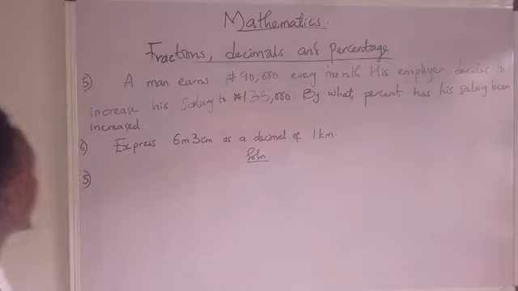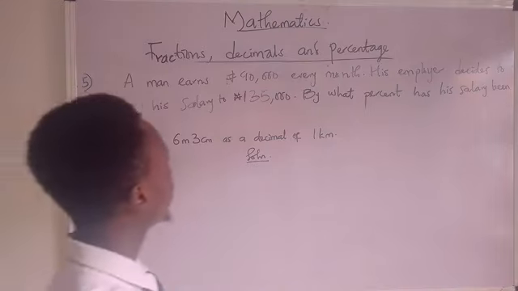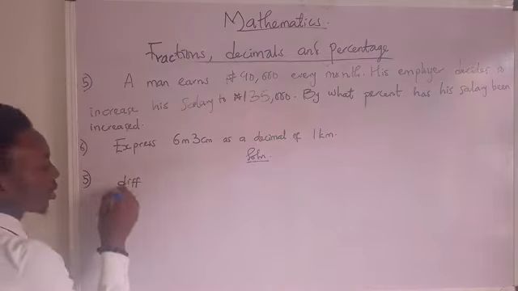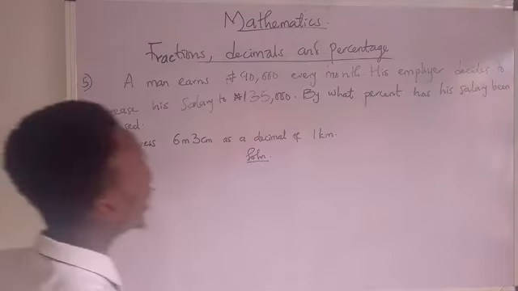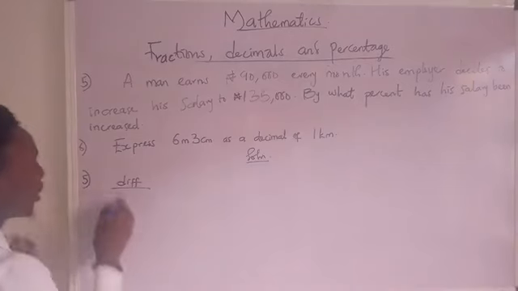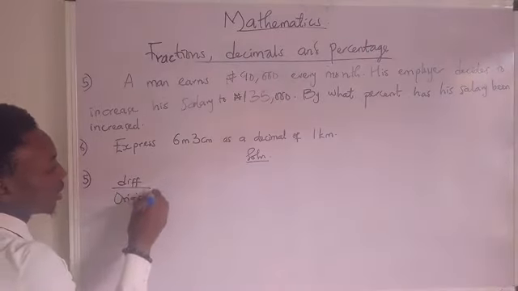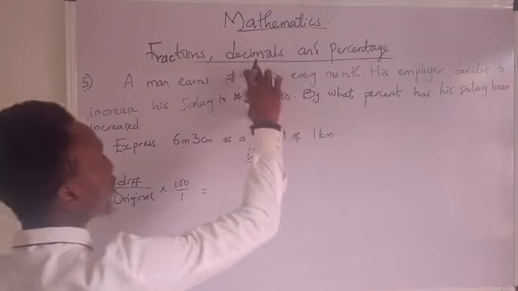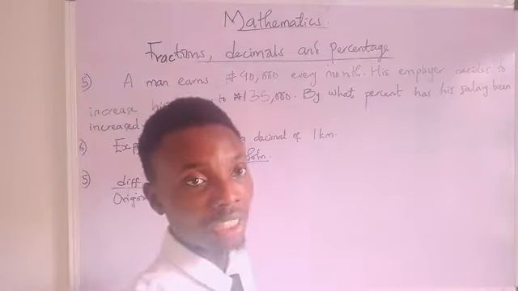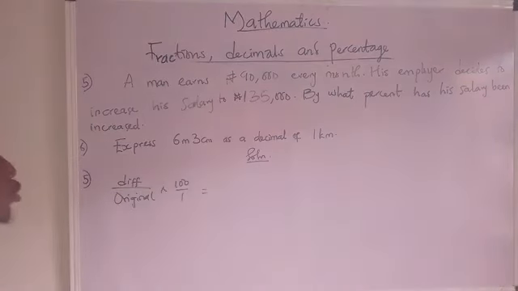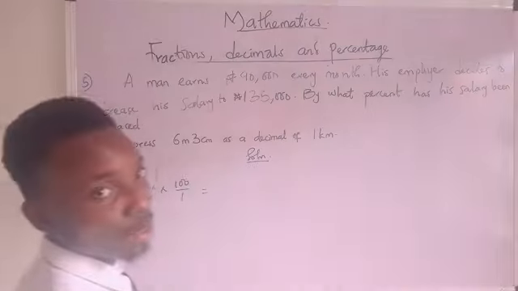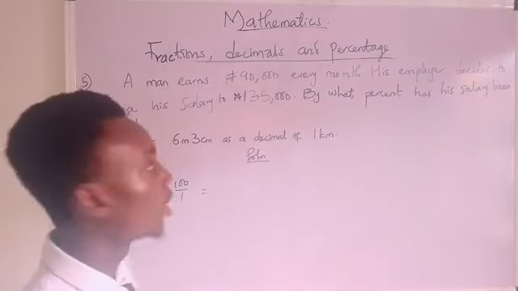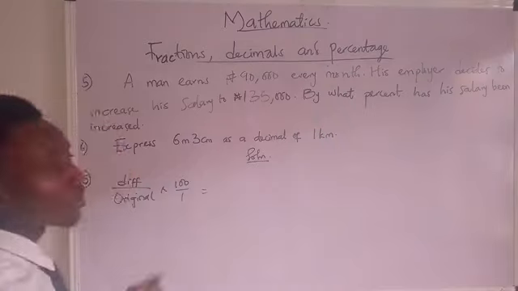90,000 every month. Now, the formula for finding a percentage in this kind of scenario will be the difference in salary over the original, which is the first salary, times 100 over 1. What do I mean? What's the difference between this and this, whether it was increased or decreased? We just subtract the smaller one from the bigger one. Then we call it a percentage increase or a percentage decrease. This time it is a percentage increase, right?